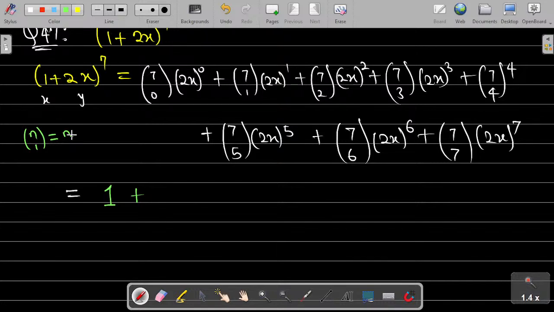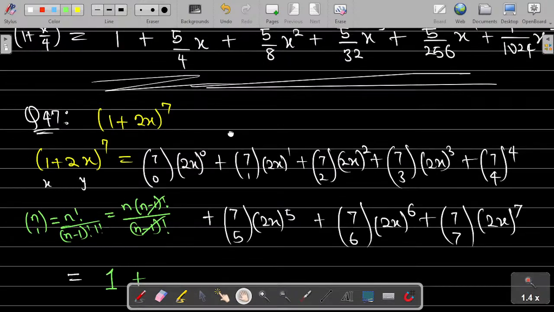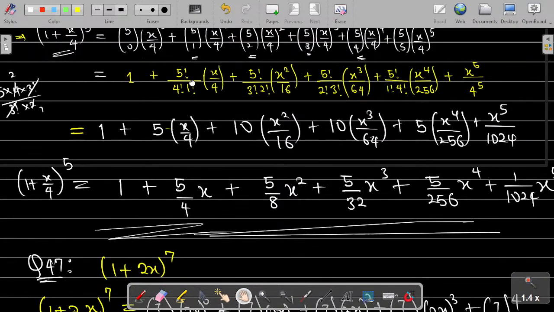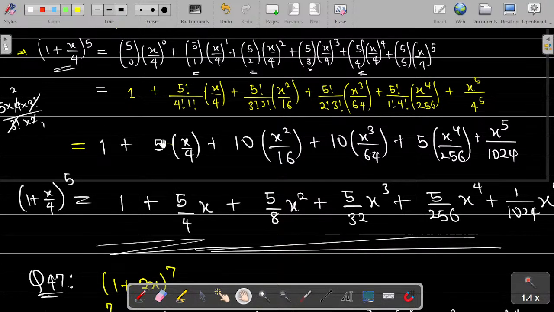Why? Because this is going to give you n factorial all over n minus 1 factorial times 1 factorial. And n factorial can be expanded as n times n minus 1 factorial, and the denominator is still n minus 1 factorial, and this can cancel out. So it will always give you n. And you could have seen it up where we did 5 combination 1. You saw that we actually got 5. Okay, so it's important that you take note of that.